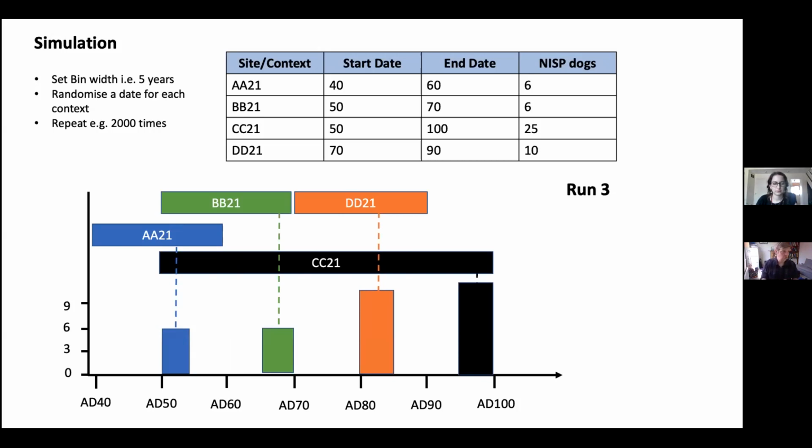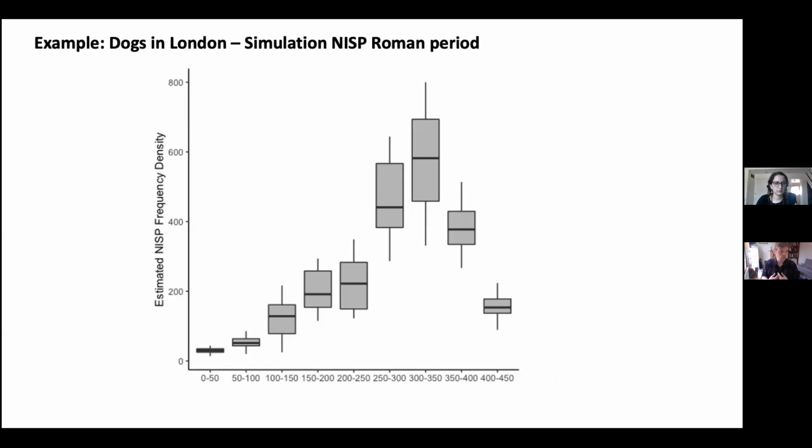And this is the estimated frequency density for dogs, just from the Roman period, in London. And it nicely shows us that we do have a distinct increase in the frequency of dogs moving into that later Roman time period. But then that raises another problem: how do we start to attach our withers height data?